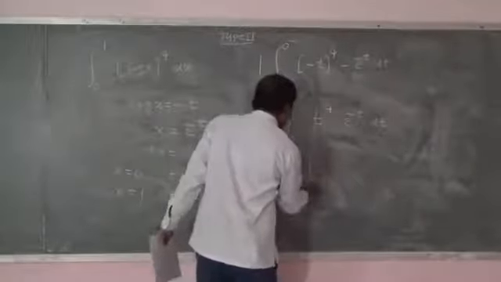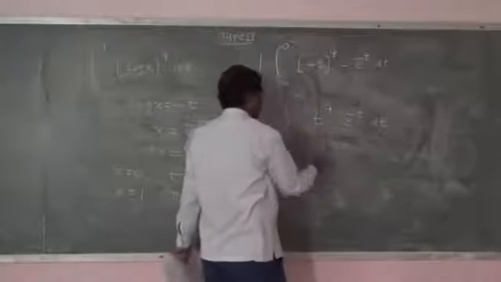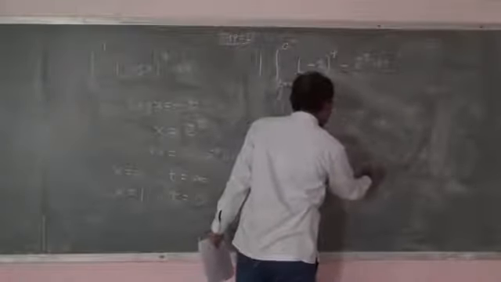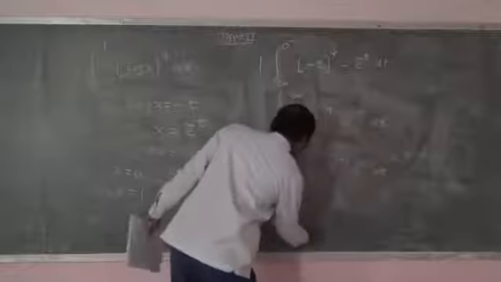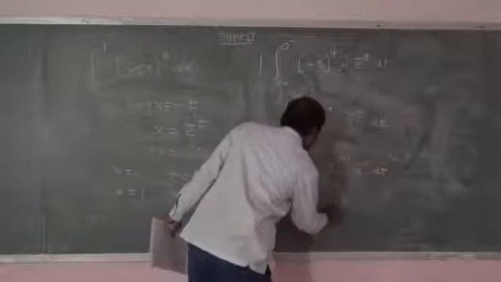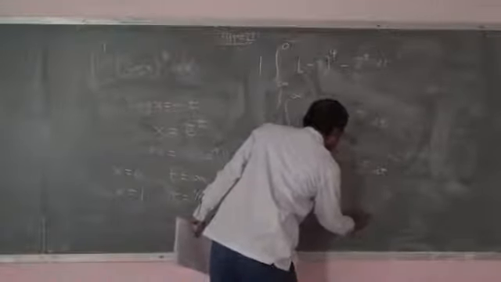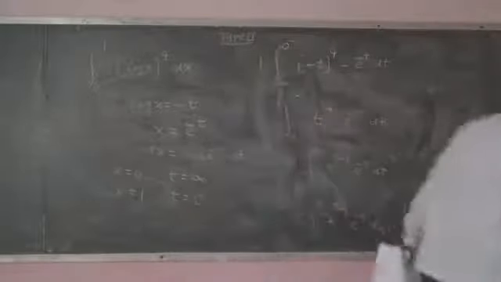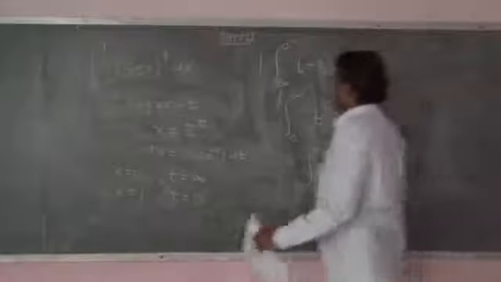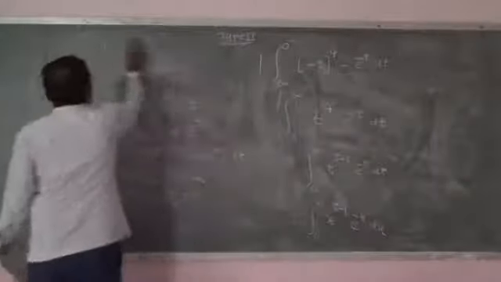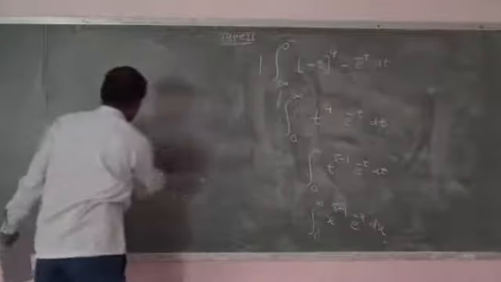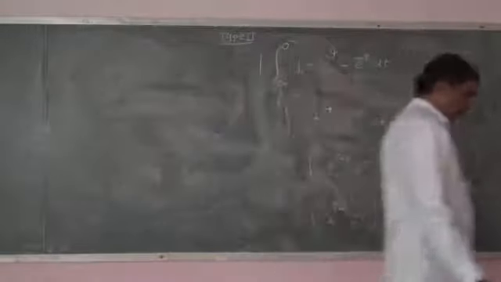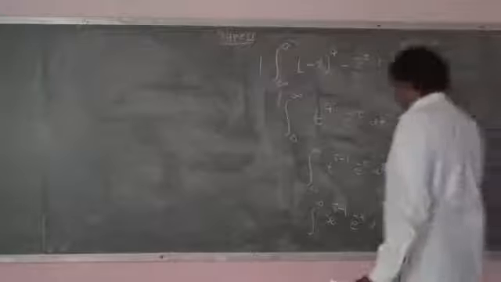Or this becomes 0 to infinity, t raised to 4 can be written as t raised to 5 minus 1, e raised to minus t dt. Or 0 to infinity x to the power 5 minus 1 e raised to minus x dx. Now you see here, this is in the form of the definition of gamma function.